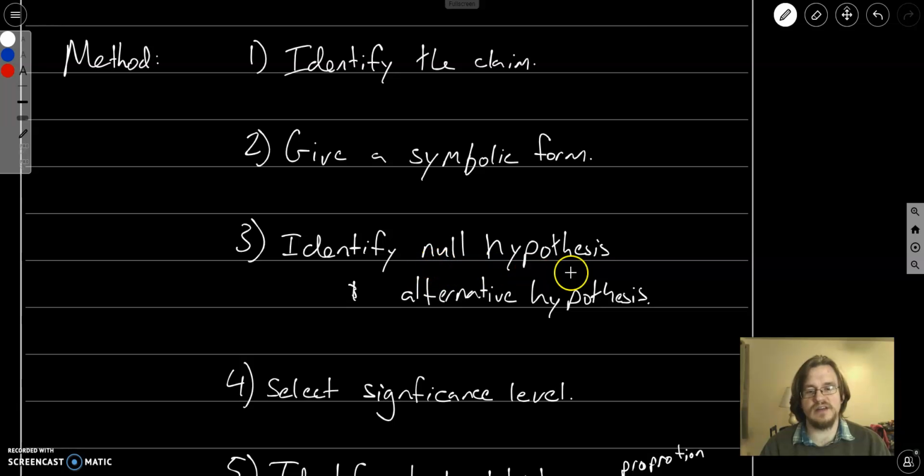So to reiterate, the null hypothesis is going to say the parameter is equal to something, and the alternative hypothesis is going to say that the parameter is either greater than or less than or not equal to the value. And we want the alternative hypothesis to be the claim that we think is true. We select the significance level, which is the probability that we make an error. So we want a small probability that we make an error, so we want a small significance level.